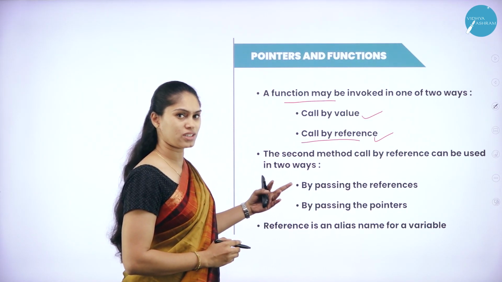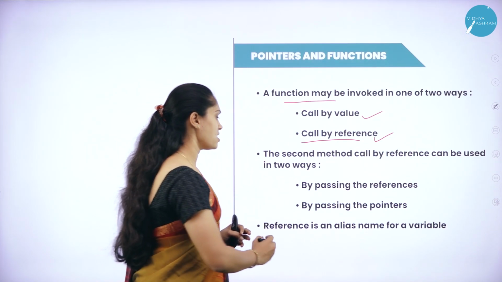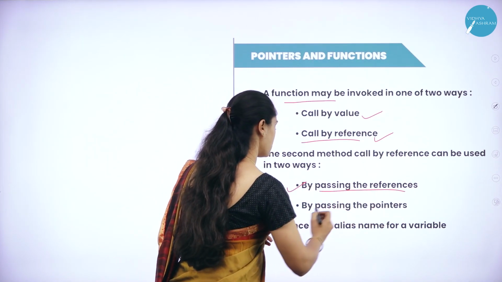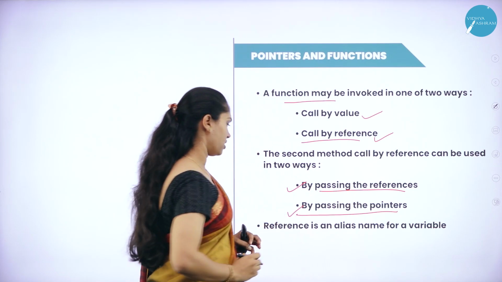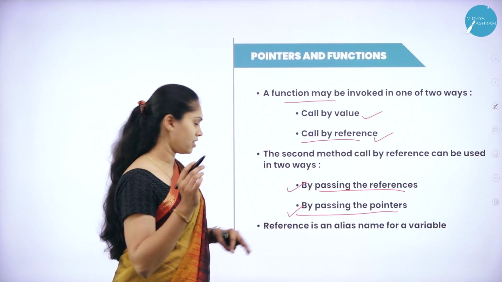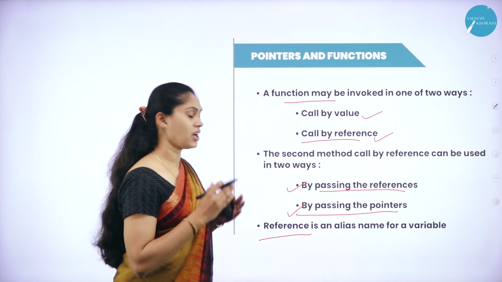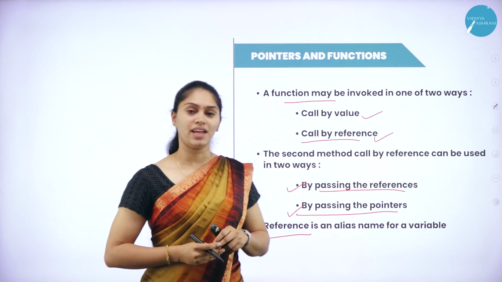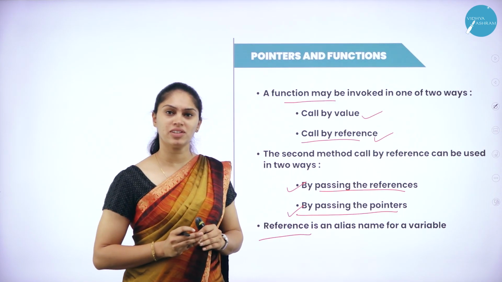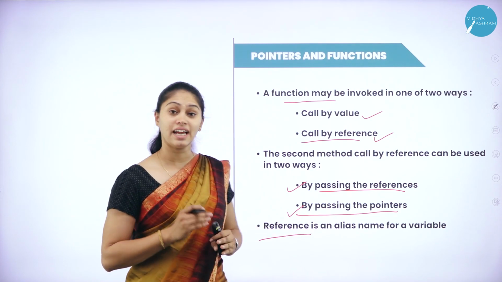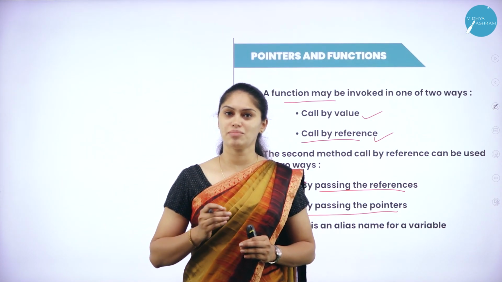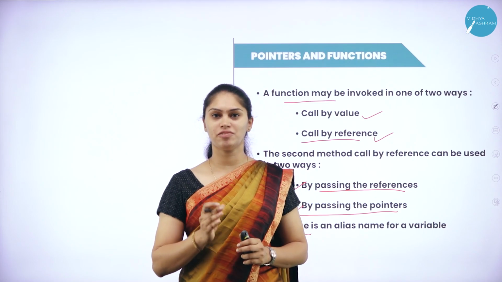In order to invoke the function, I have two methods, that is passing the references and passing the pointers. Here you have to remember one thing: references is nothing but what? An alternative name for a variable. What do you mean by references? It is nothing but an alias name, that is, an alternative name to the variables.